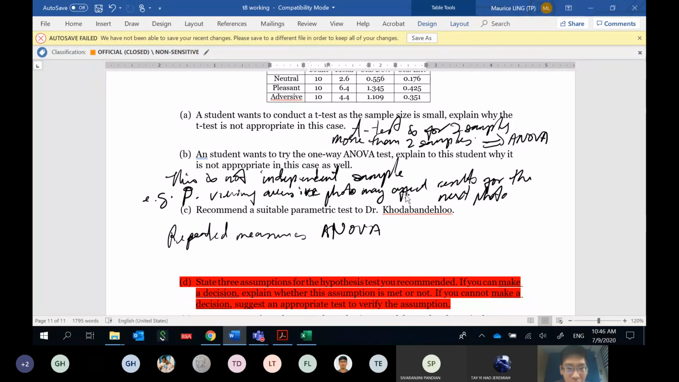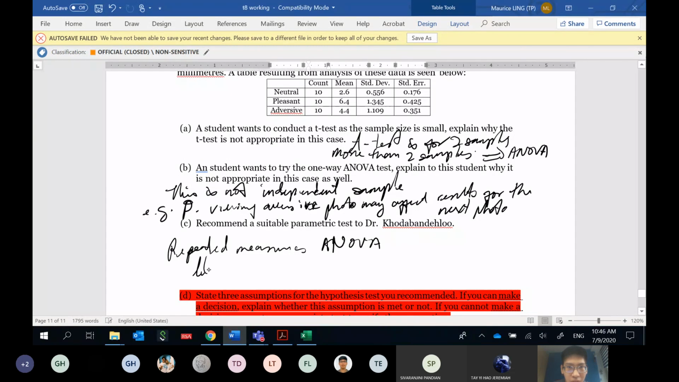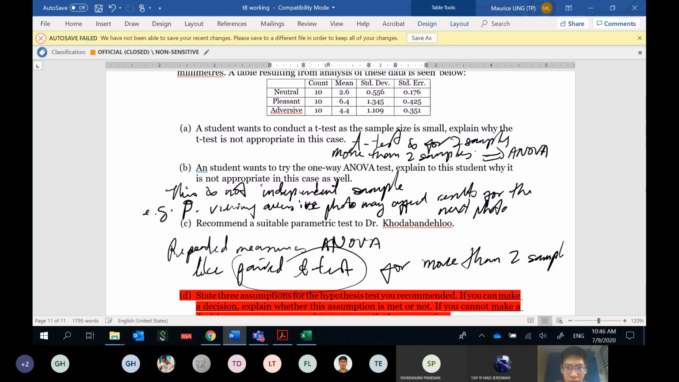So repeated measures ANOVA is for samples not taken independently. As I mentioned, it is like your paired t-test to some extent. Paired t-test is also not independent. It's one after another, right? So it's very much like a paired t-test, but for more than two samples. Repeated measures ANOVA is specifically used for such a case.